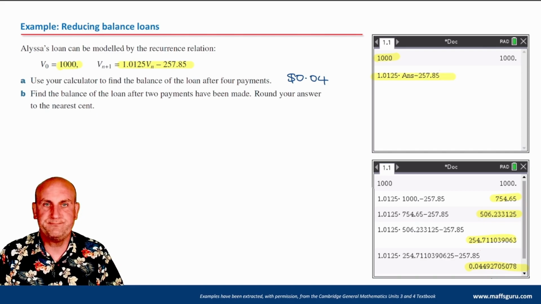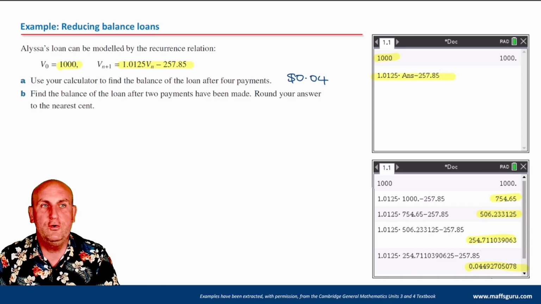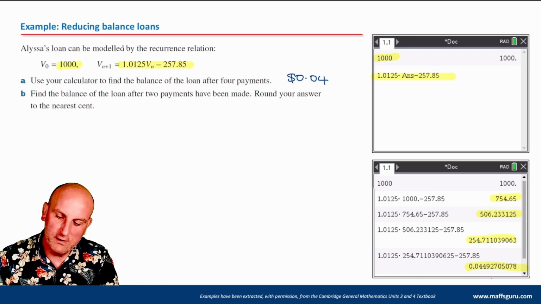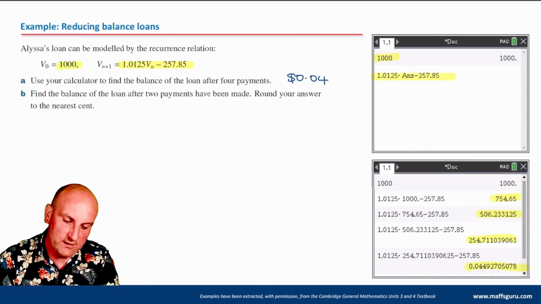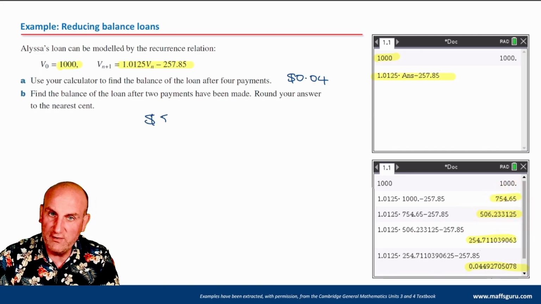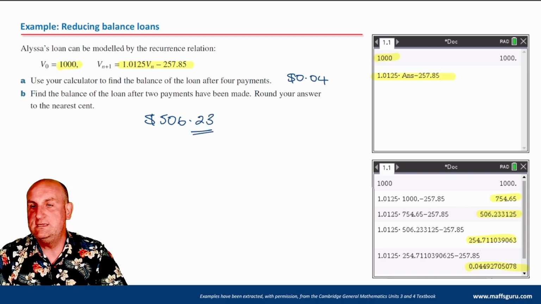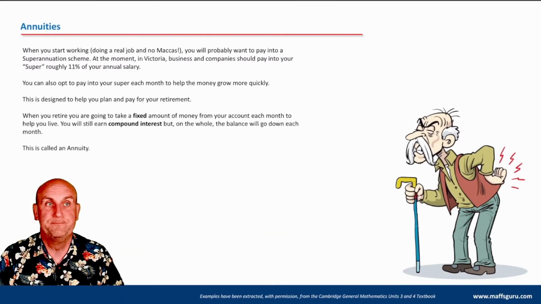Hopefully not. Find the balance of the loan after 2 payments have been made. Round your answer. Well, that was 1 payment, so that was my second payment. The balance of the loan in that situation would be $506.23. Notice again, the ability to round to 2 decimal places, really, really important.